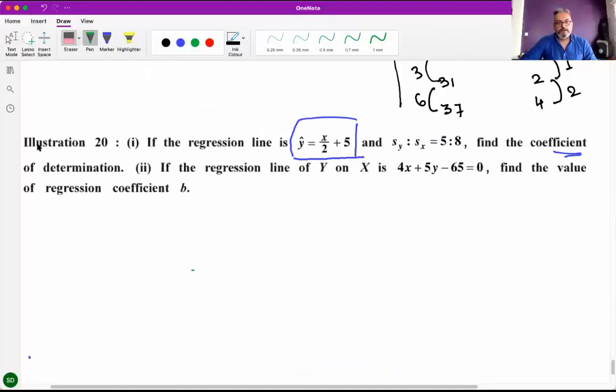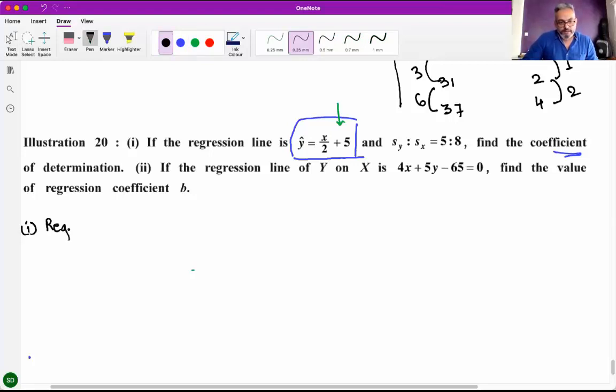Now see, in illustration 20, if the regression line is y cap is equal to x by 2 plus 5, so it's written differently, and standard deviation of y is to standard deviation of x is equal to 5 is to 8. Find the coefficient of determination. Now let's write. Let's do first one, then we'll read the second one and do it.